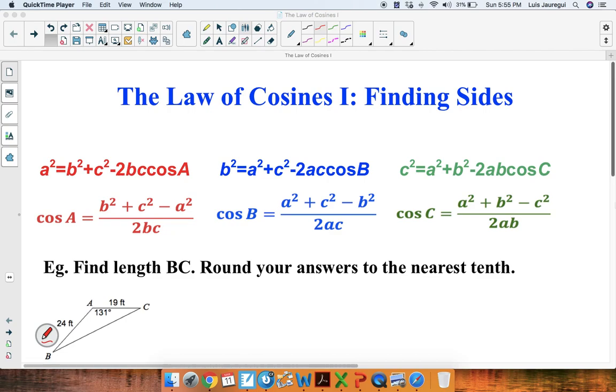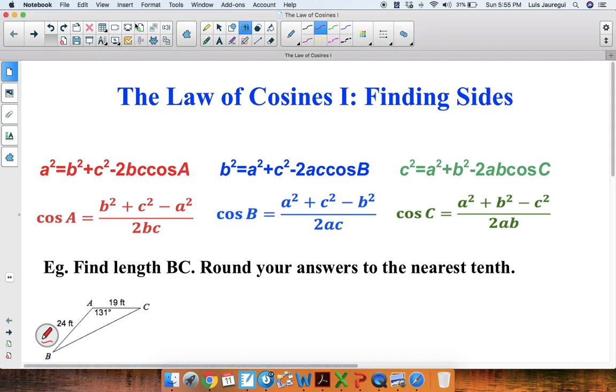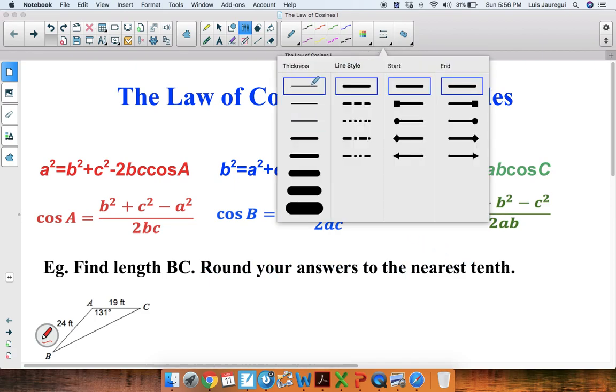Welcome. In this particular video, we'll be using the law of cosines in order to find sides in a triangle. So let's go ahead and take a look at our example. Find length BC, round your answer to the nearest tenth. So we're looking for the length BC.